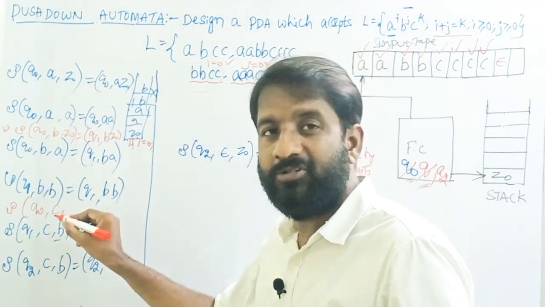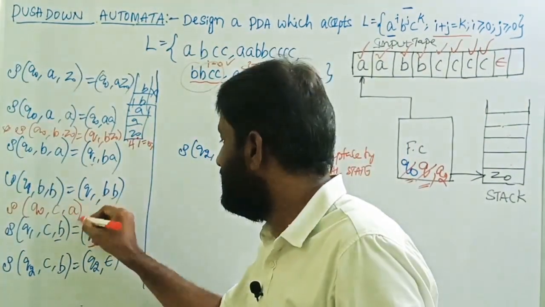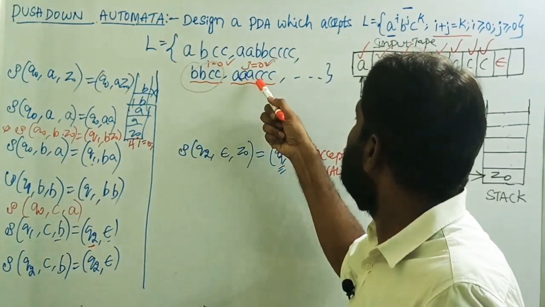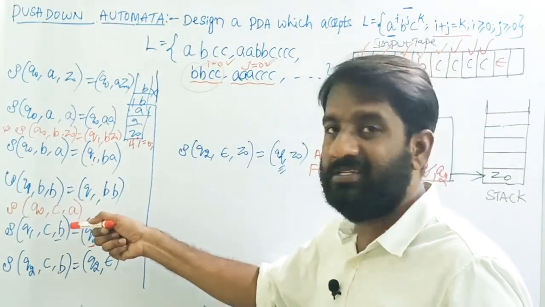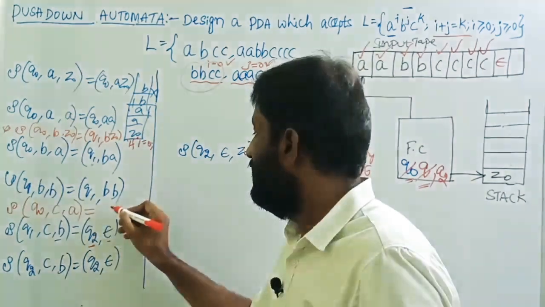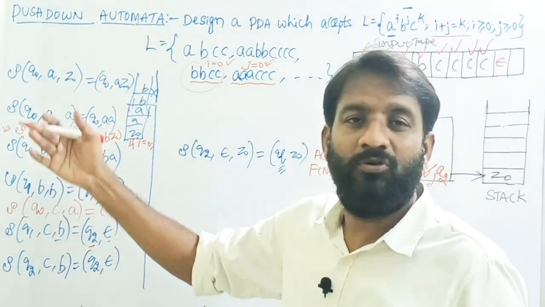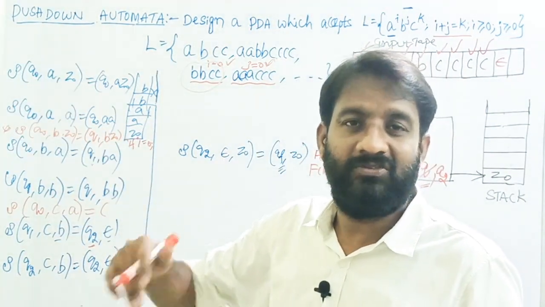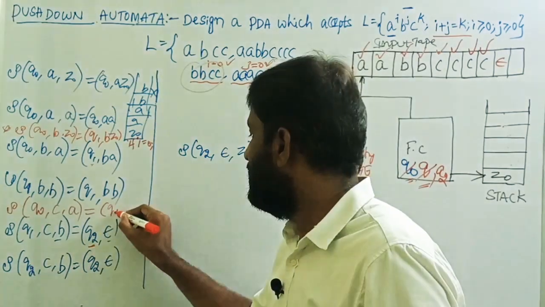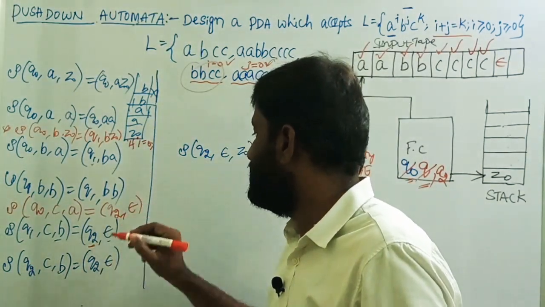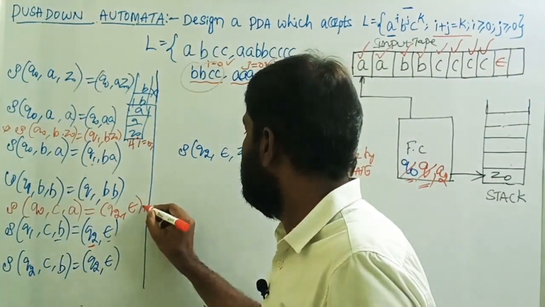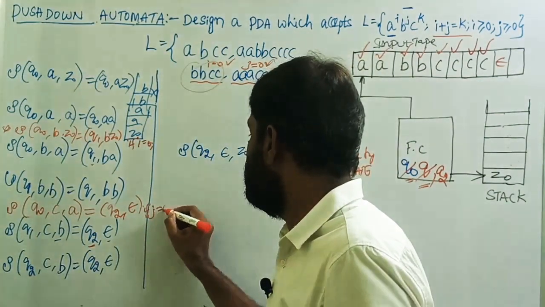So what would be the top of the stack is A only. The reason is after the A's are completed, then we are reading C's. So the top of the stack is A. So for every C we are going to pop one A from the stack, changing to the new state Q2, epsilon. This is the case if J equals 0.